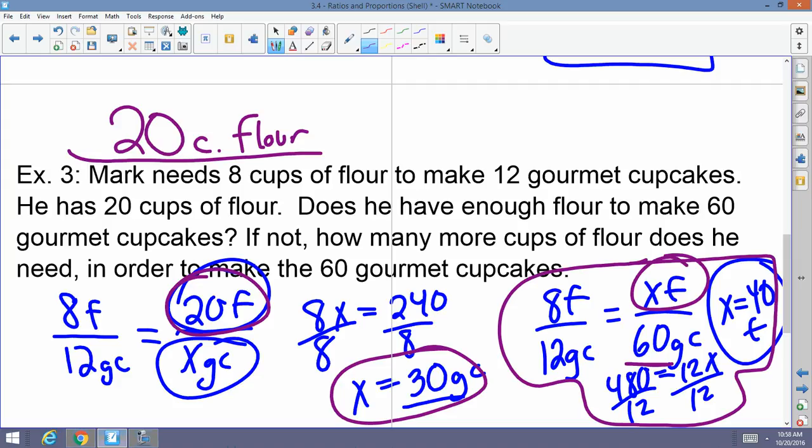Oh, I'm going to need 40. I have 20. How many do I need? 20. Does that make sense? Great question. The answer would be, I need 20 more cups of flour. Does that make sense, everybody? Great questions.